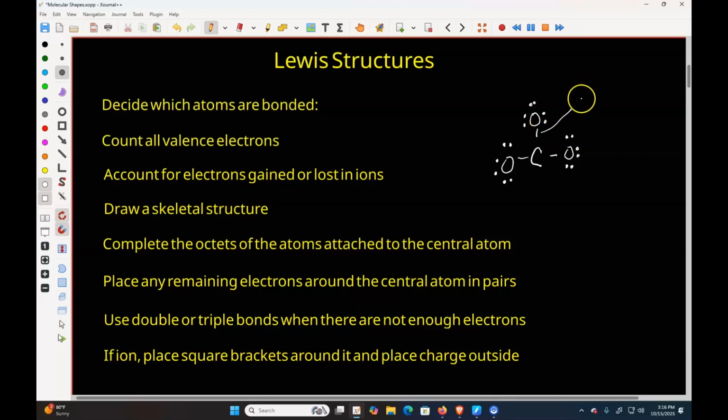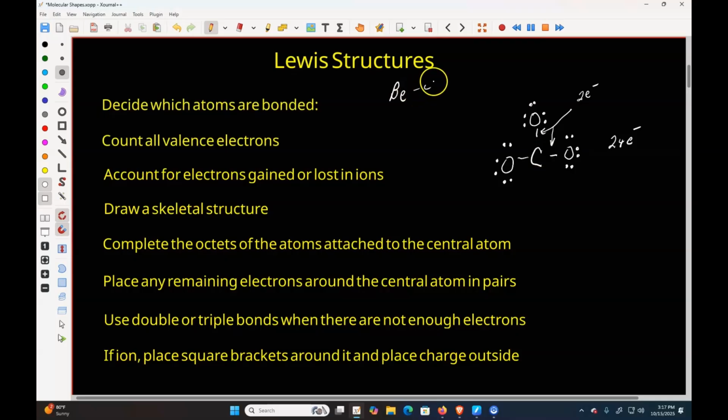Remember that each bond is equal to 2 electrons. So I have 2 there, 2 here, so on and so forth. Okay, so therefore, we would have 18 plus 2, 4, 6. That gives us a total of 24 electrons here. Okay, so the central atom does not have a full octet.